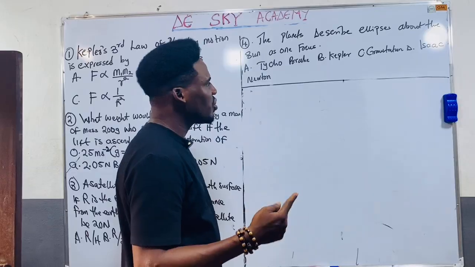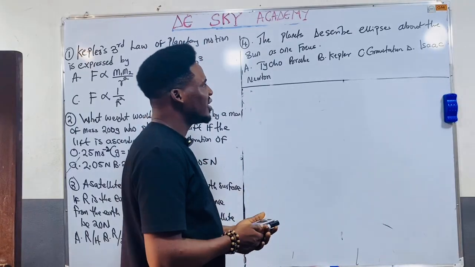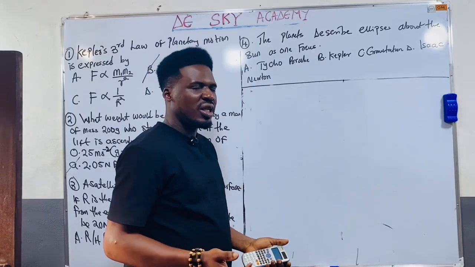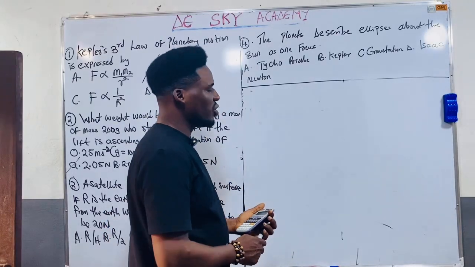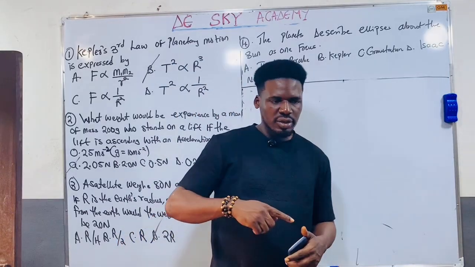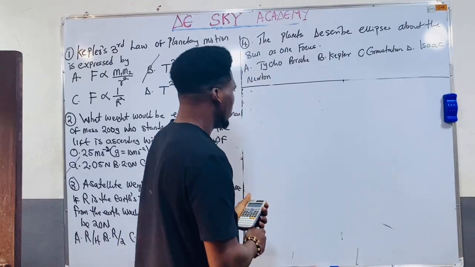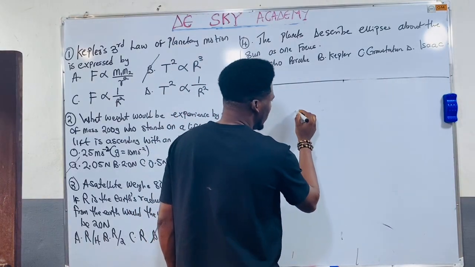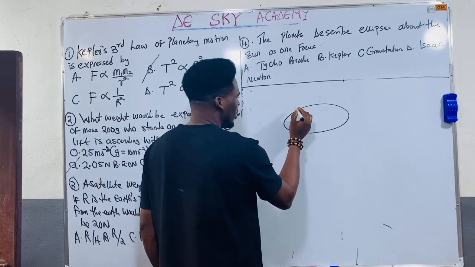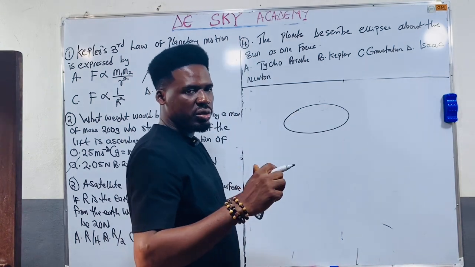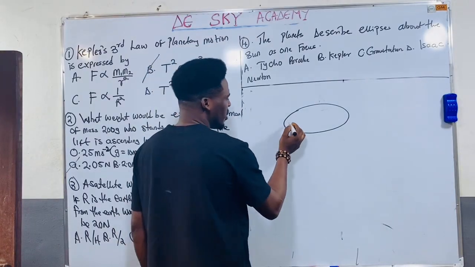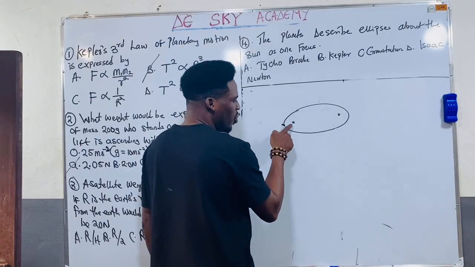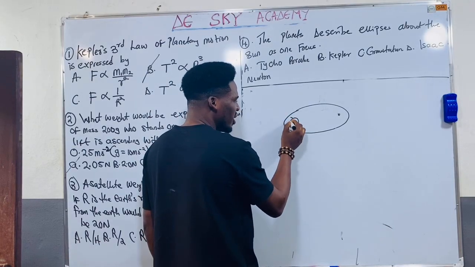So according to the first law of Kepler's, he said that the planet describes an ellipse about the sun as one focus. What are they trying to talk about? Now Kepler was trying to tell us that the planet's orbit is not circular. The orbit is elliptical. We call it a stretched circle. There are 2 focal points. So this is the first focal point, this is the second focal point. At one focal point, that is where the sun is located.